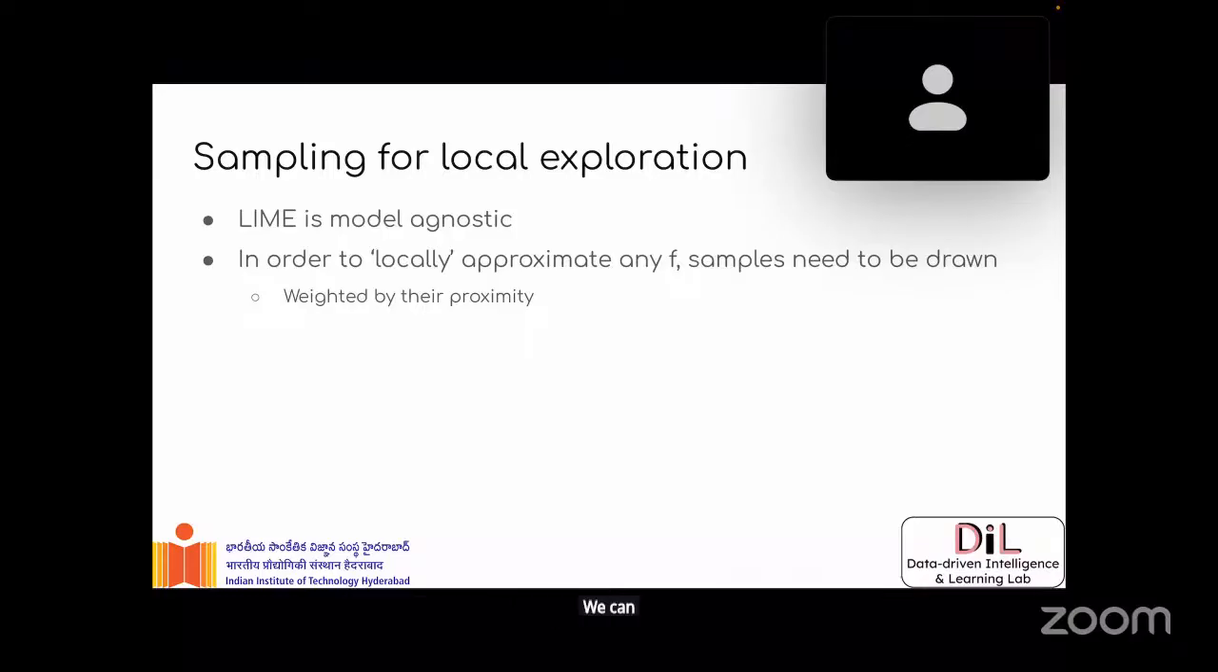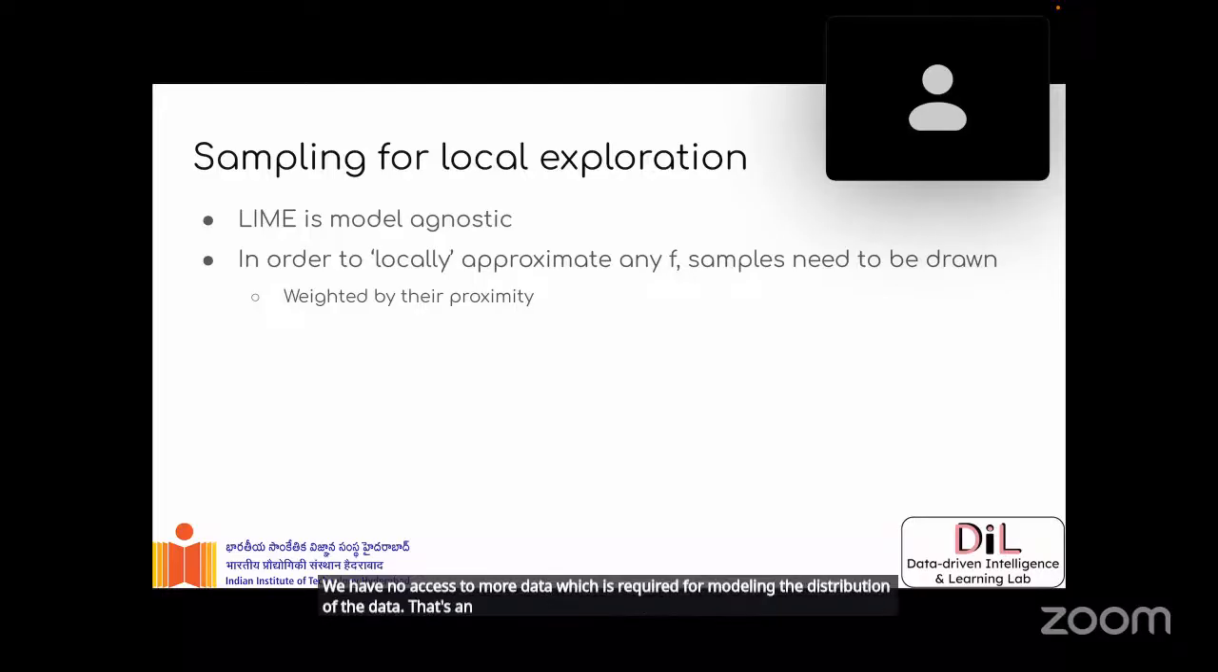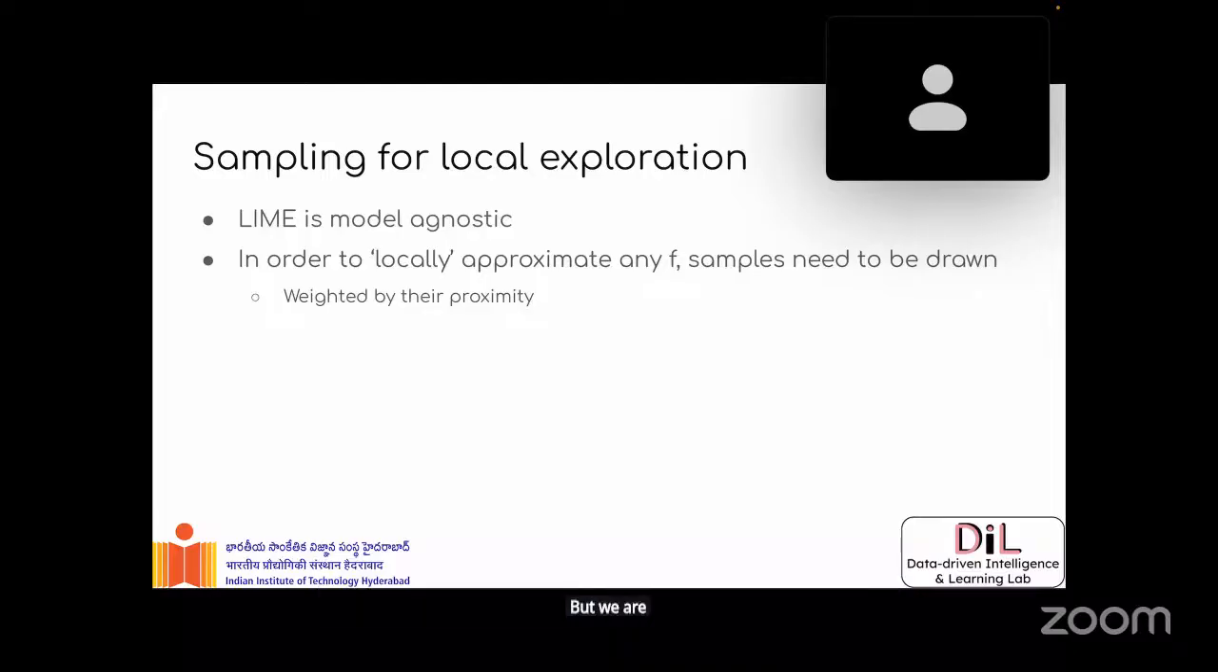We can model the distribution and then generate around it. That's a very good idea, but unfortunately, we have only one data point. We have no access to more data, which is required for modeling the distribution of the data. That's an excellent thing, but we are restricted to only one point. Can you now think of what we can do?